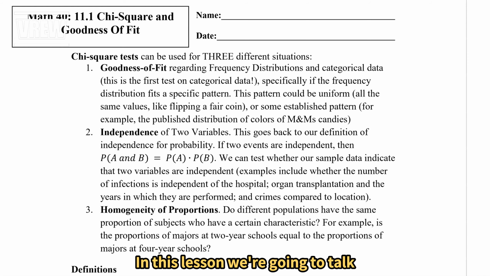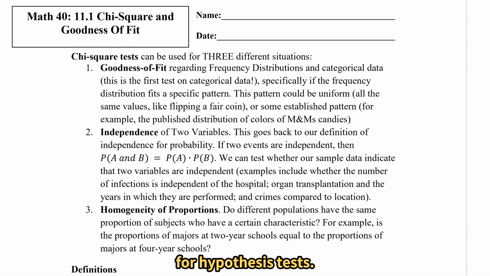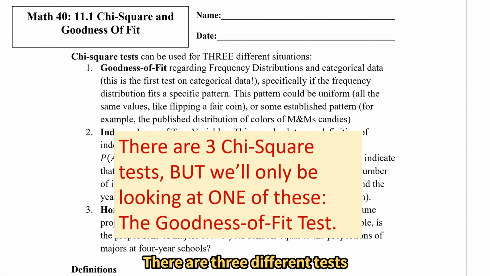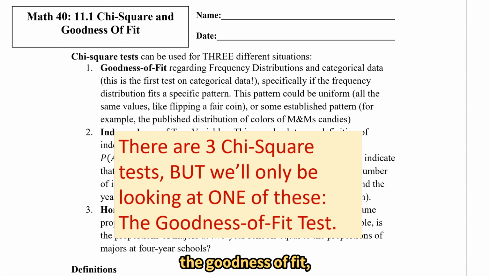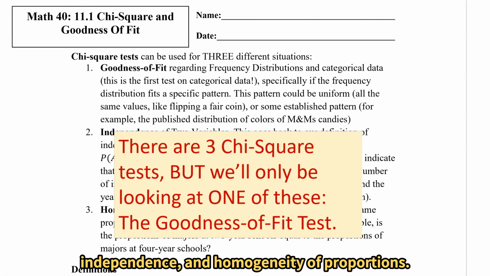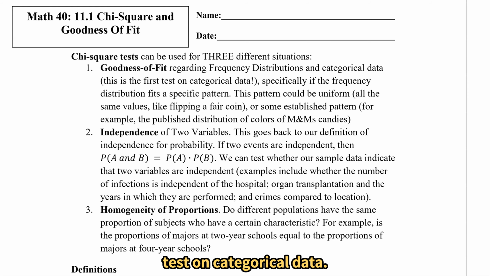In this lesson, we're going to talk about how to use the chi-square distribution for hypothesis tests. There are 3 different tests that we'll be looking at in our class that require the chi-square distribution: the goodness of fit, independence, and homogeneity of proportions.